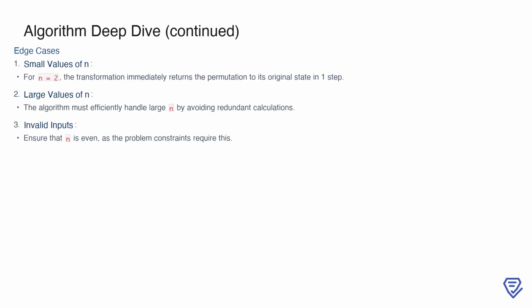Finally, it's important to account for edge cases. For small values of n, such as n equals 2, the permutation quickly returns to its original state in just one step. For larger values of n, the algorithm must handle the increased complexity efficiently by avoiding redundant calculations. Additionally, since the problem assumes n is even, the algorithm should validate the input to ensure this constraint is met. Proper handling of these edge cases ensures the solution remains robust and performs well across all valid inputs.